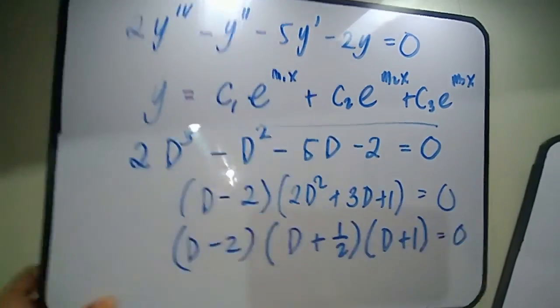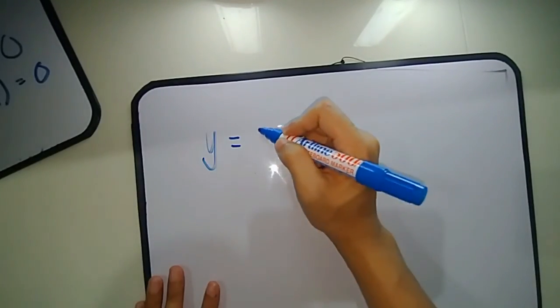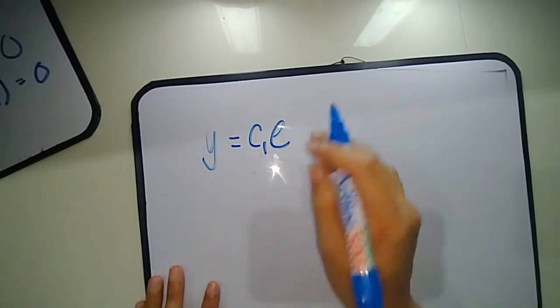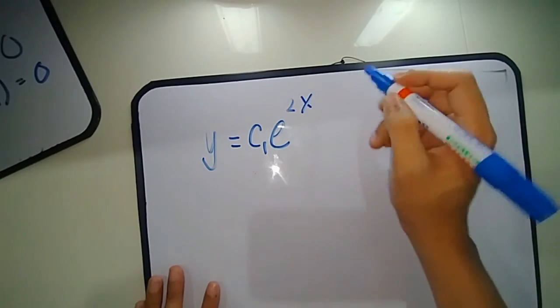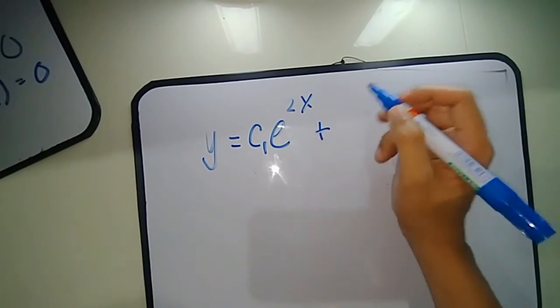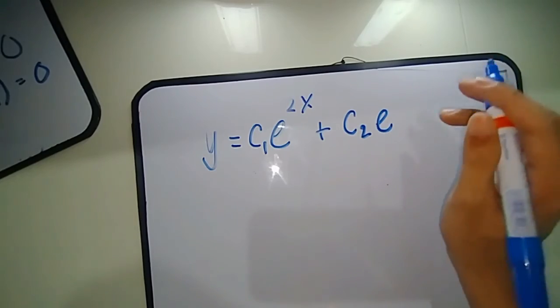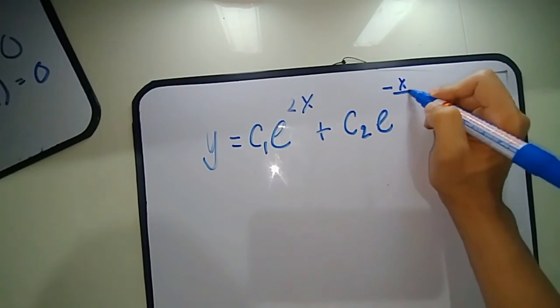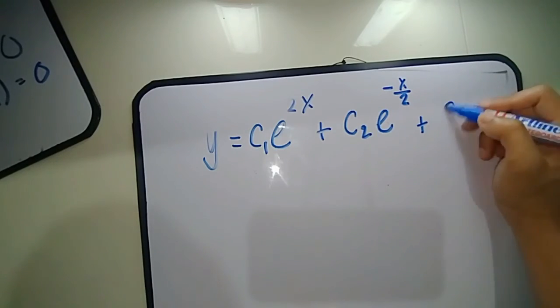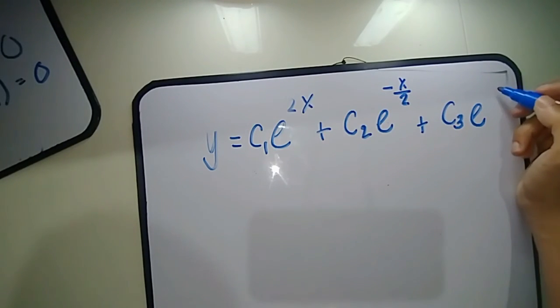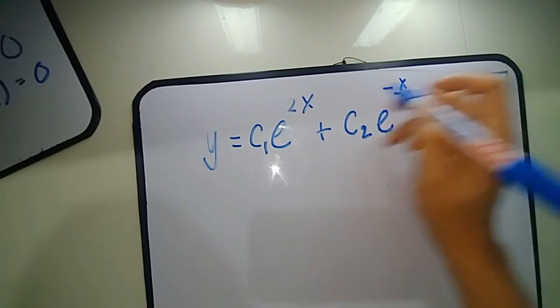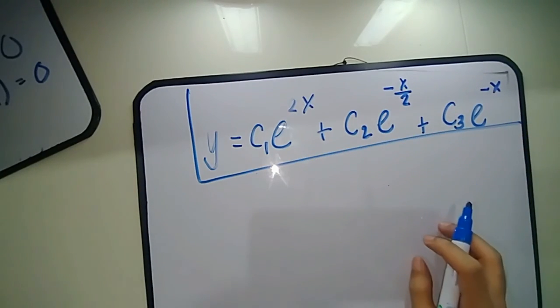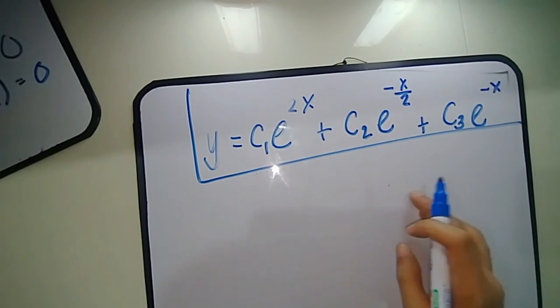Then we just substitute all these roots to our general solution. So substituting, we have y equals c1 e, first root 2, so 2x, plus c2 e, second root, that is negative 1 half, so negative x over 2, plus c3 e raised to, third root, negative 1, so negative x. So this is our general solution for this differential equation.